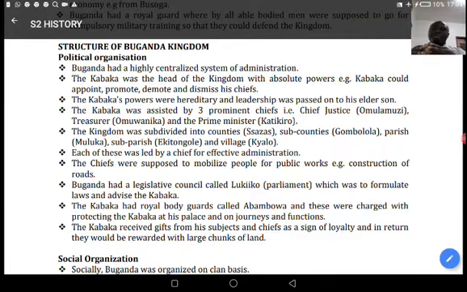So when they say, how was Buganda Kingdom organized? It is open-ended. Describe the political, social, and economic organization of Buganda. It is closed-ended. It has limits. Handle political alone, social alone, and also economic. And marks are going to be allocated for political, for social, and economic.